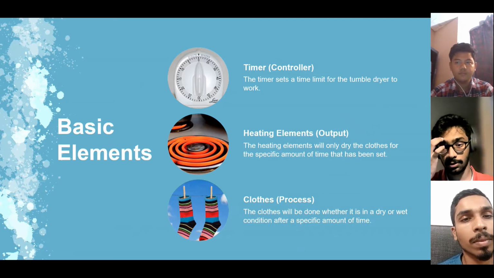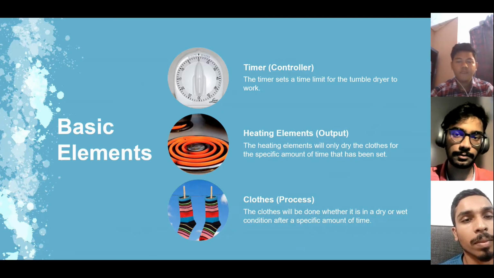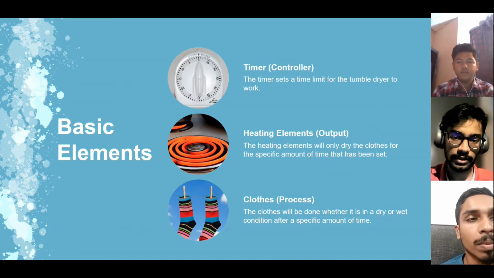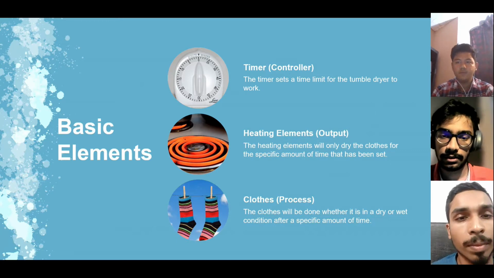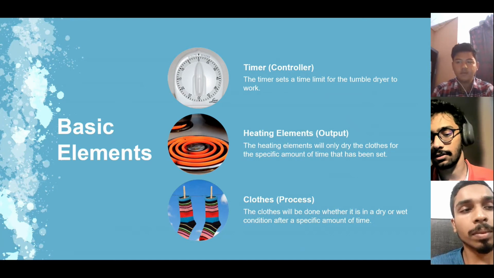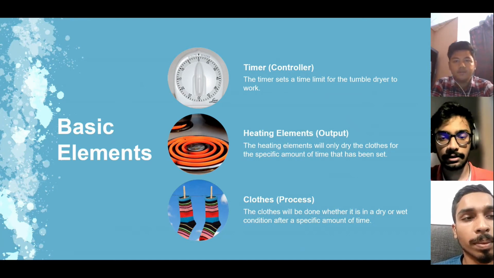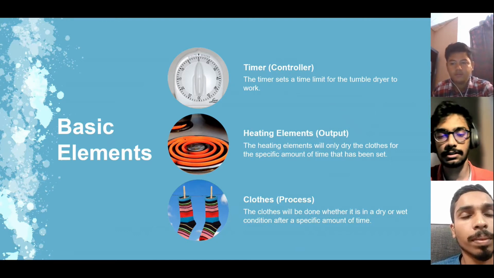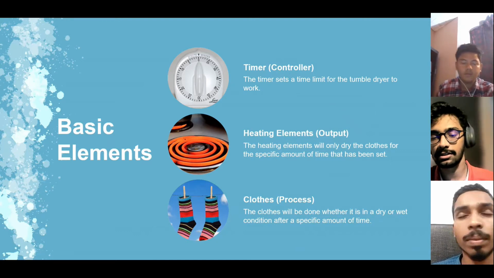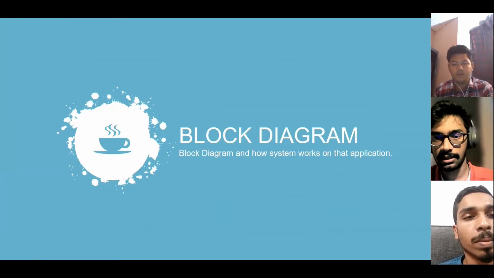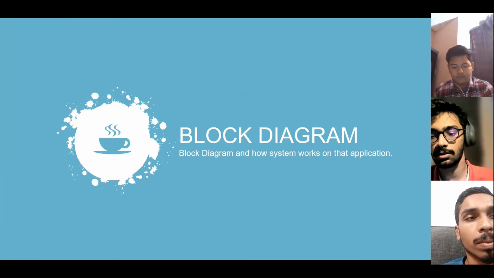So lastly, about the clothes. When the timer has finished, the heating element will also stop. This shows that the process will be done whether the clothes are actually dry or actually wet. We don't know about that, but the machine will always be done once the specific amount of time has been reached. So yeah, these are the basic elements of the tumble dryer. Next, I'm going to explain a little bit about the block diagram and how the system works in the application.